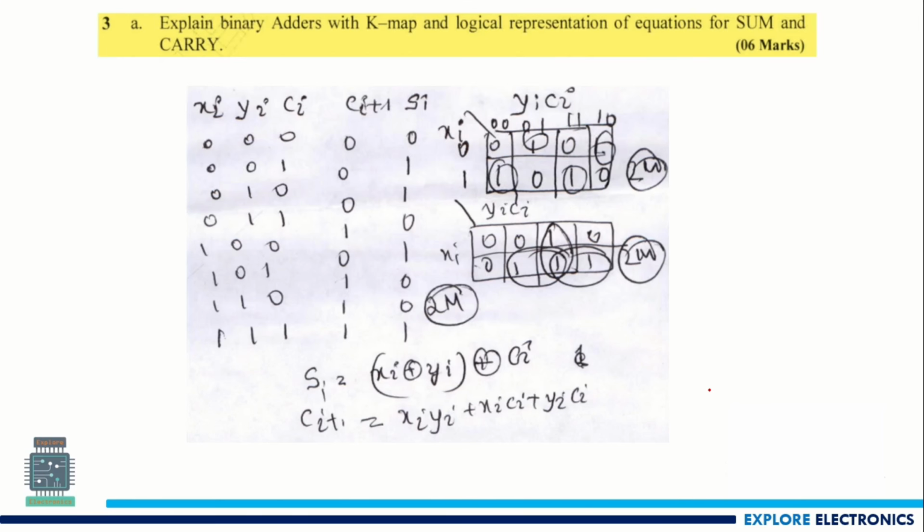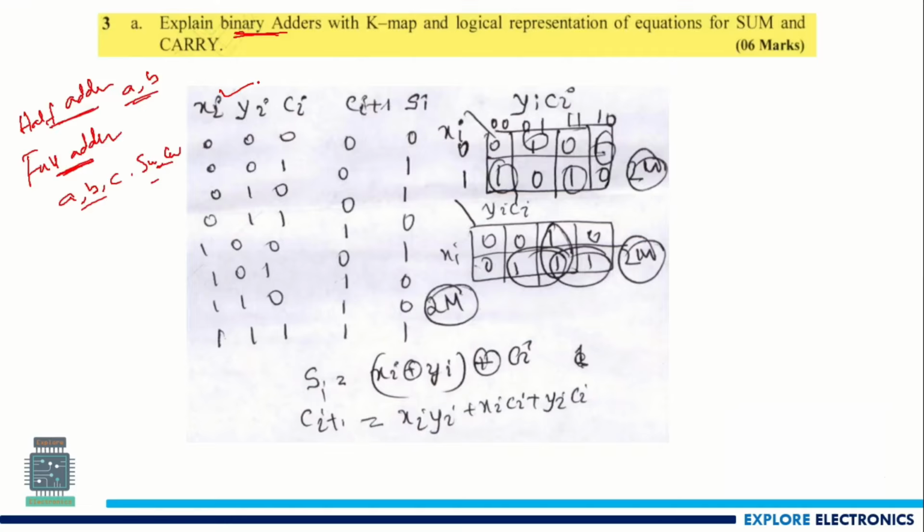Explain binary adder with K-map and logical representation of equations for sum and carry. Here they simply asked to explain binary adders, so you can explain full adder and half adder. Better to explain what a half adder is and what a full adder is. Half adder will add only 2 single bit variables, and full adder will add 3 variables like A, B and C. Like that you can write, and it gives sum as well as carry as output.